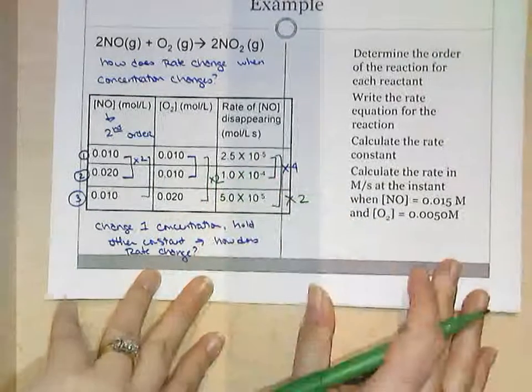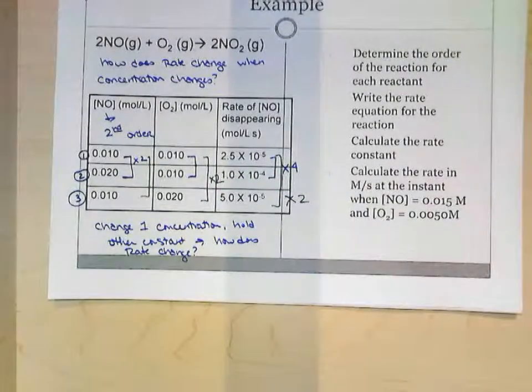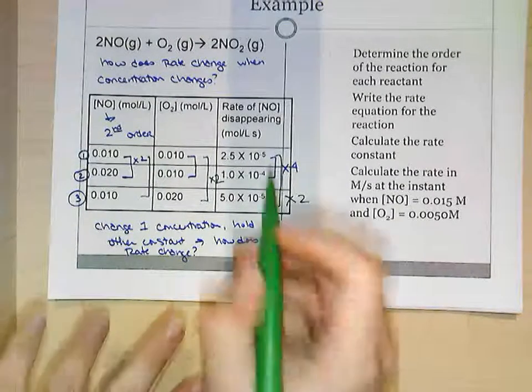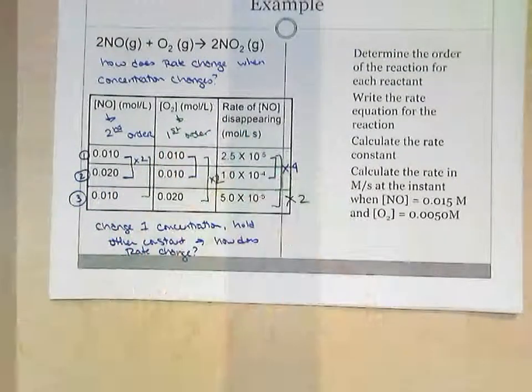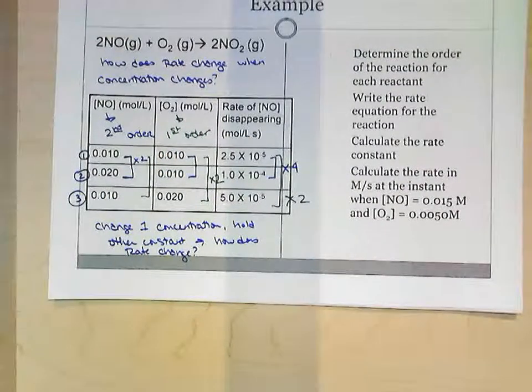So if my concentration doubled and my rate doubled, is that 0, 1, or 2 order? First order. We'll do some more practice problems so you can start getting the hang of how to see this.